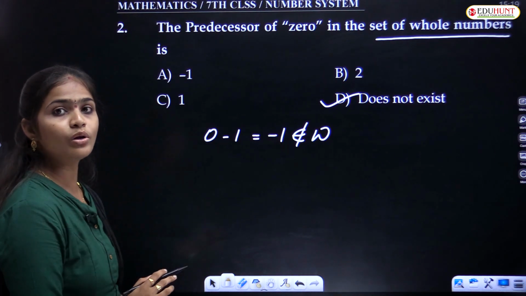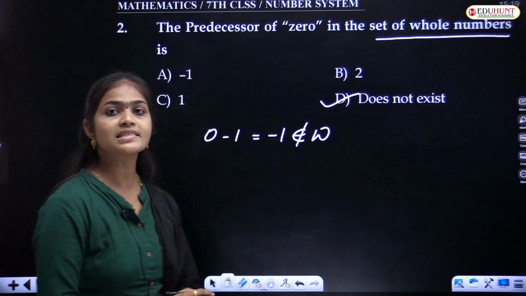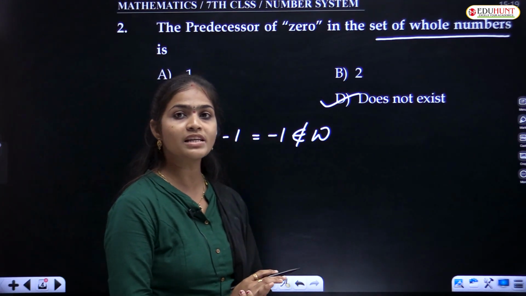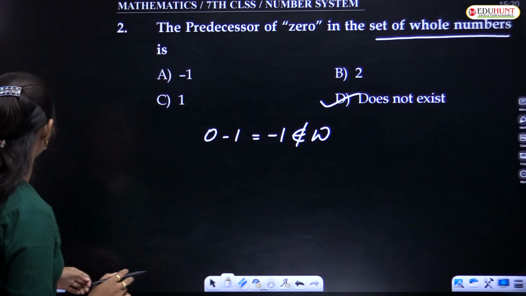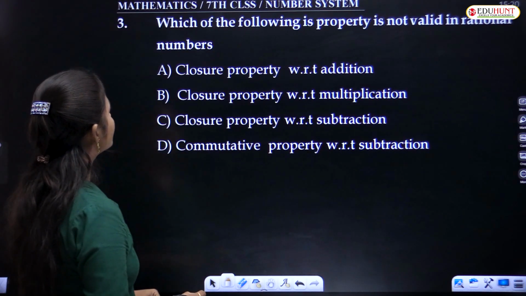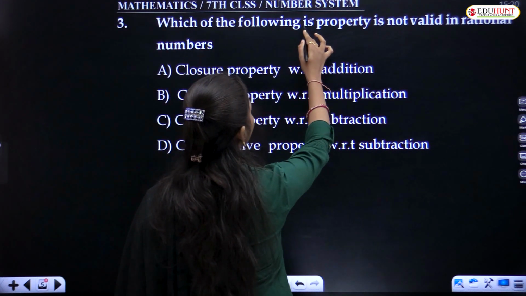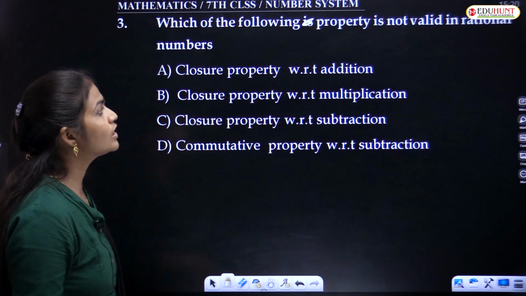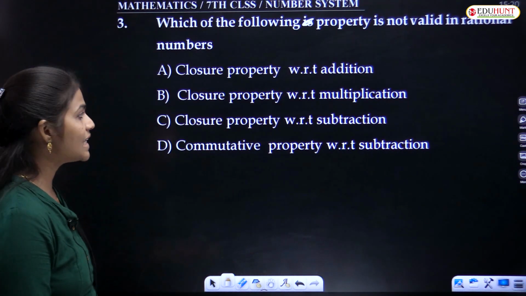In the whole numbers, which number does not have a predecessor? Yes, that is 0. In natural numbers, which number does not have a predecessor? Yes, that is 1. So the next question is: which of the following properties is not valid in rational numbers?